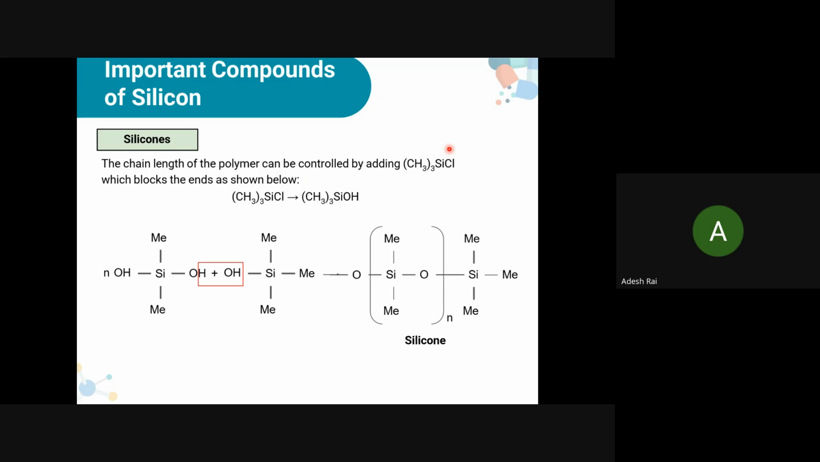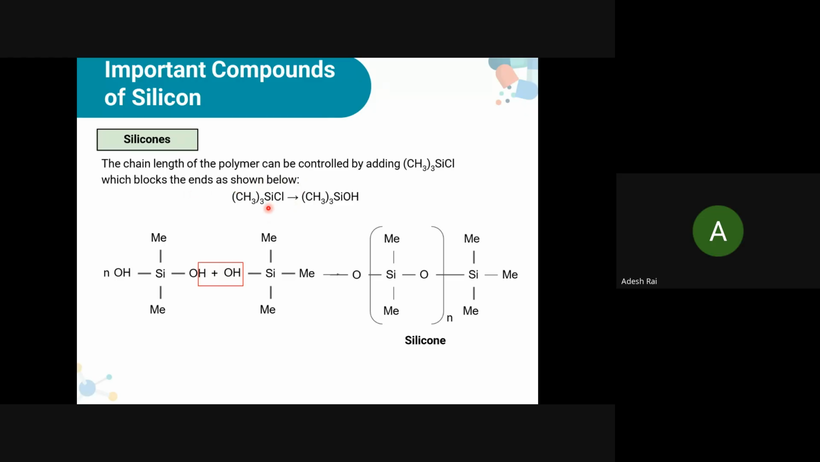Trimethyl chlorosilane, what is it? Three methyl groups are there, Si is there, so it is called silane, and chlorine is also there, so trimethyl chlorosilane. The chain length of the polymer can be controlled by adding trimethyl chlorosilane, which blocks the end as shown below.